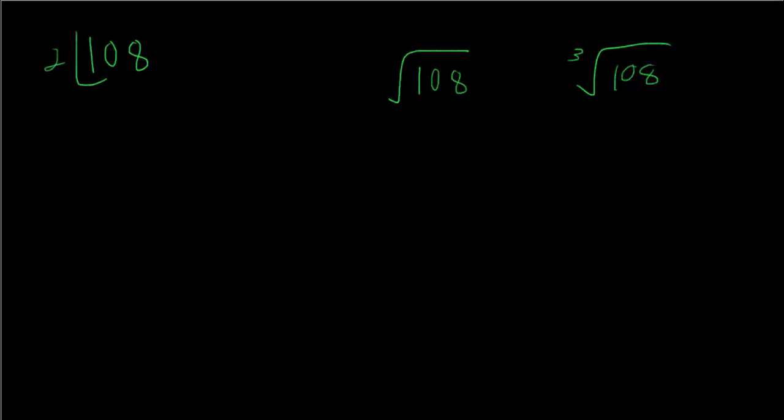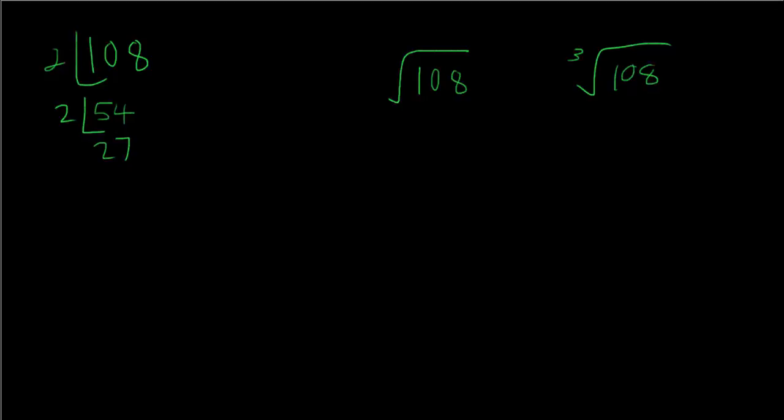2 goes into 108 54 times. Okay, 54 is not prime, so I keep on going. 2 goes into 54 27 times. Well, 27 is not prime. I keep on going, but 2 doesn't go into 27.